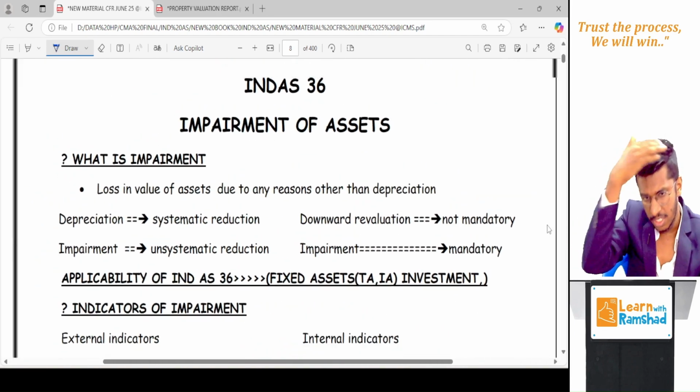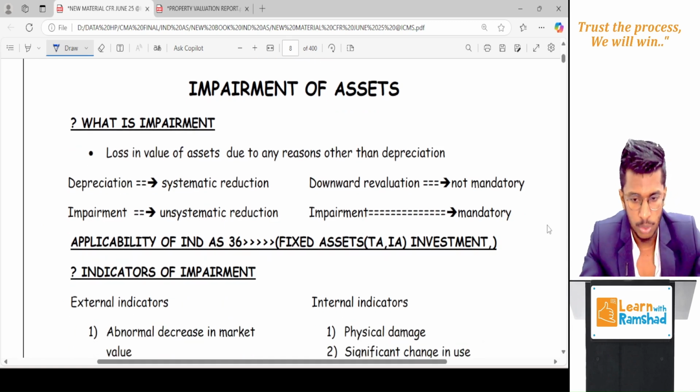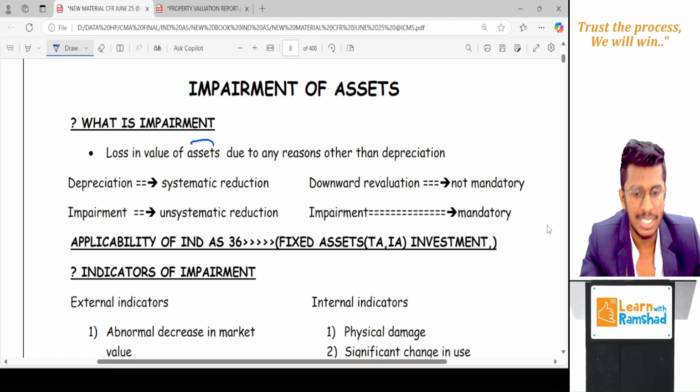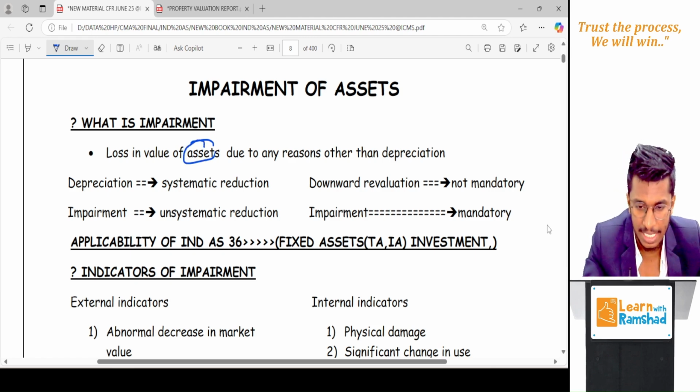So first of all, what is impairment loss? It's a loss in value of asset, loss in value of asset due to any reasons other than depreciation. Starting the discussion, maybe I say fixed asset, but we cannot say fixed asset, we say asset.